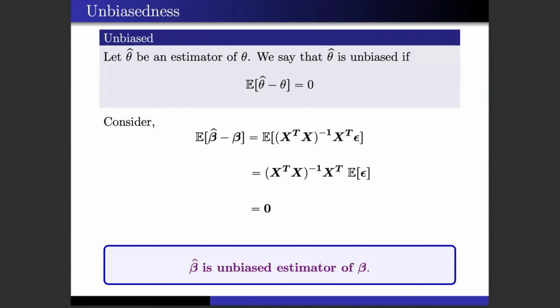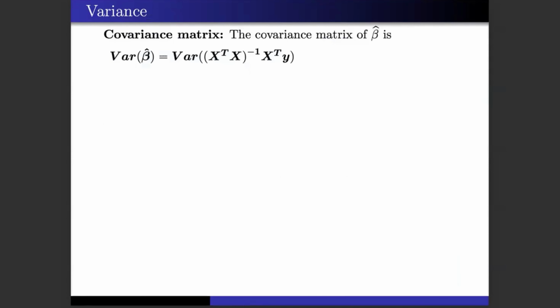So now we have proved that this ordinary least square estimate of beta is unbiased. We can move forward and find the variance of this beta hat. Since we are dealing with matrices, we would find the covariance matrix of this beta hat. Variance of beta hat is equal to variance of (X transpose X)inverse X transpose y. We have just plugged in the ordinary least square estimate of beta over here, and we have this value.